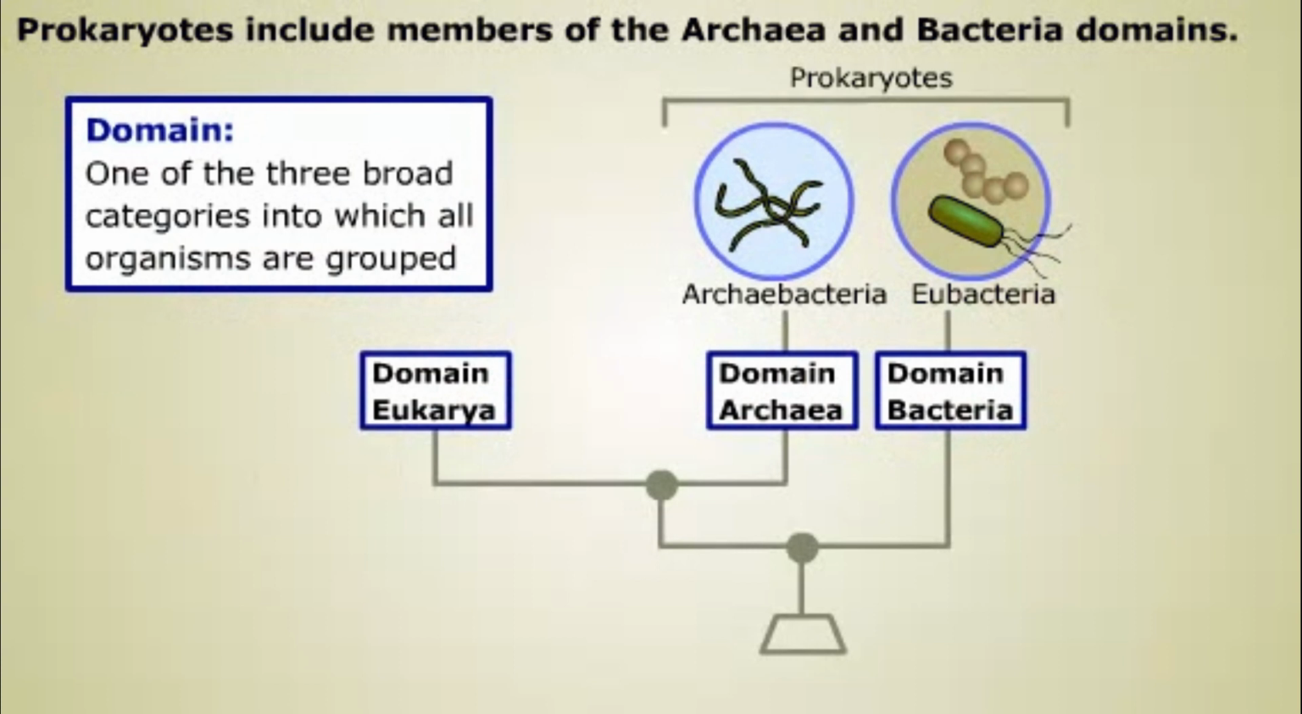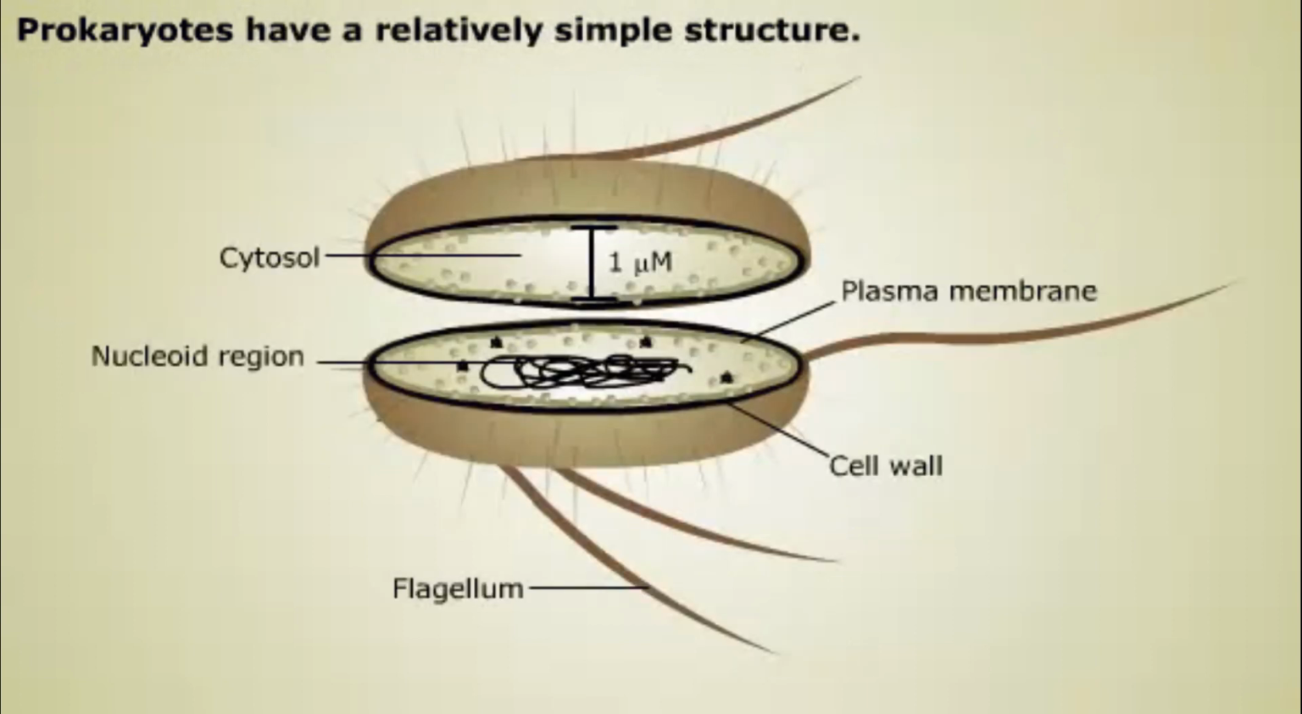Prokaryotes include members of the domain Archaea, called Archaebacteria, and members of the domain Bacteria, called Eubacteria. Prokaryotes are single-celled organisms roughly 1 micrometer in diameter. The cell's internal fluid is called the cytosol. Its genetic material consists of a large DNA molecule compacted in an area called the nucleoid region. The plasma membrane encases the cytosol and its contents. Members of the domain Bacteria have a cell wall surrounding the plasma membrane.